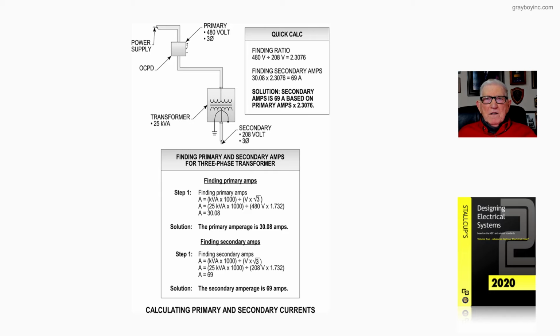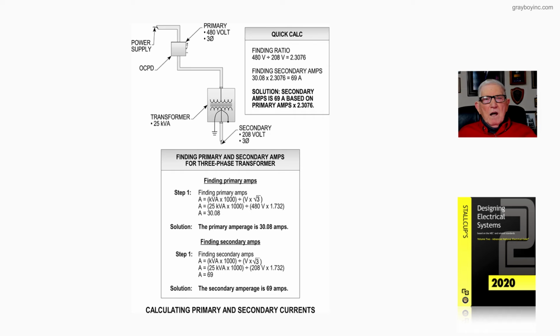Now that is finding primary and secondary current of the transformer based upon the kVA rating of the transformer and the voltage of the primary and secondary side, which is primary 480 3-phase and the secondary is 208 volt 3-phase.